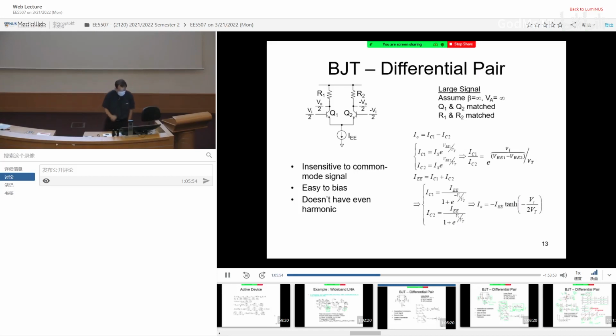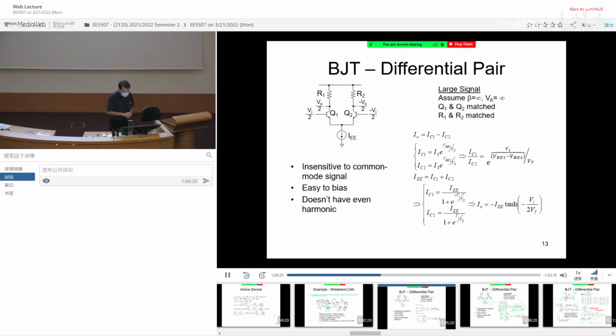Okay? Now, differential pair. Shown over here is the BJT differential pair. The differential pair is a very important building block for circuits. So let's look at it in detail. There are some desirable characteristics. First, it is insensitive to common mode signal. You will see it more clearly. What do I mean by common mode signal? It is also very easy to bias. Basically, we just provide a current source. Okay? That's it. It doesn't have even harmonics. That will become clearer to you also later.